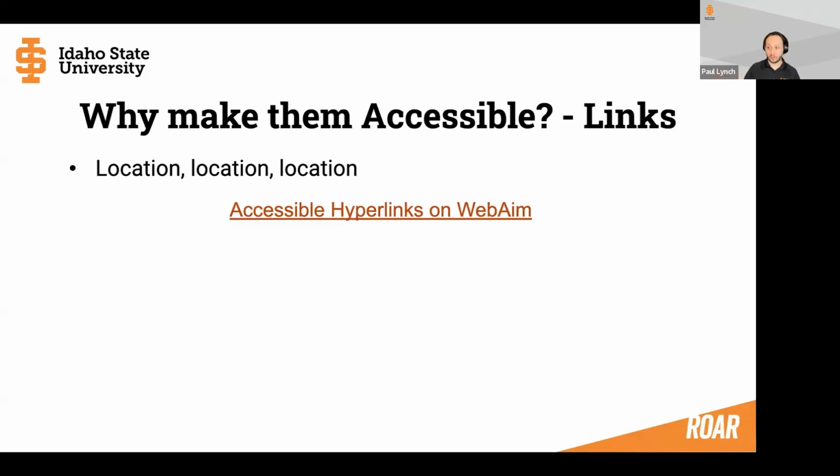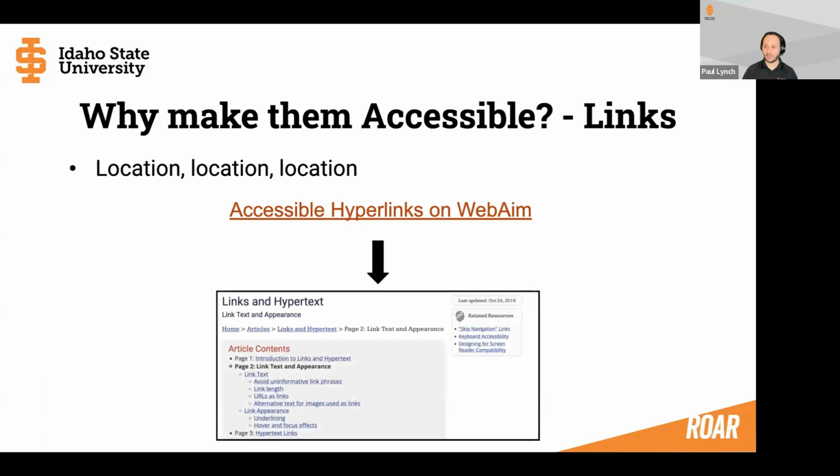So here we have this descriptive link, accessible hyperlinks on WebAIM. So I click on that link. I should expect to go to the WebAIM website. And here I can see, I have a screenshot at least of the links and hyperlinks page on WebAIM. Now let's say this is a link in a course. It's been a few semesters since we last taught it. I mean, the link is still there.